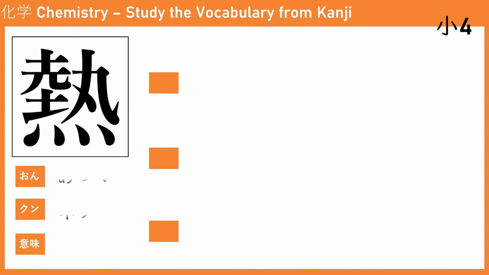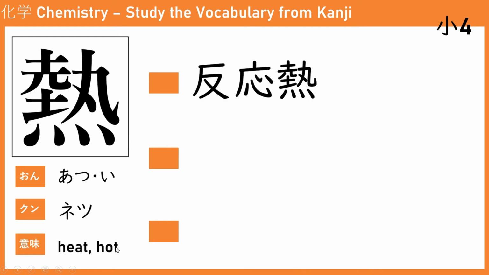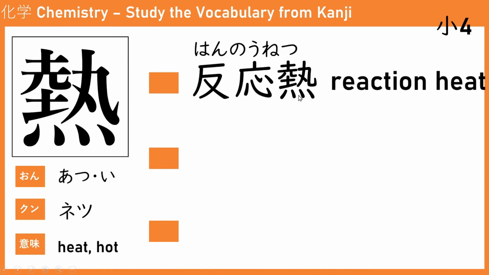The next kanji is netsu, or atsui, which means heat or hot. The first one is hannetsu. Hanno means reaction, and netsu is the heat. So hanno netsu means reaction heat, how much heat you are going to find or calculate in one reaction.